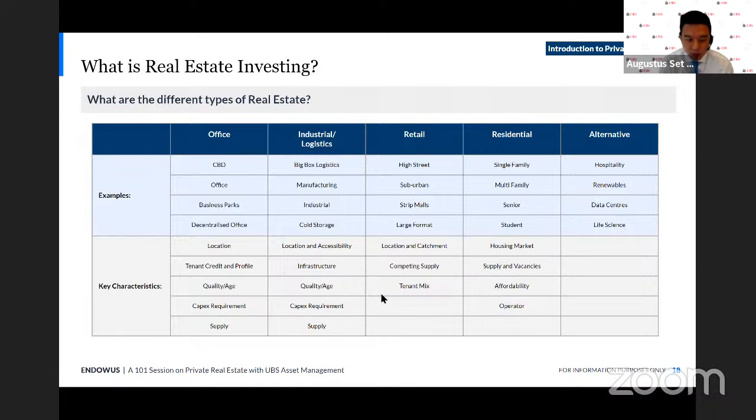Warehouses tend to be much larger buildings as well that require more land. So in any case, they're not really located in CBDs. They tend to be a little bit further out.